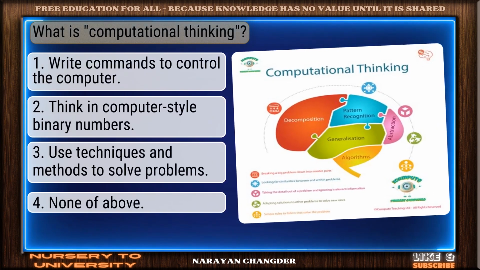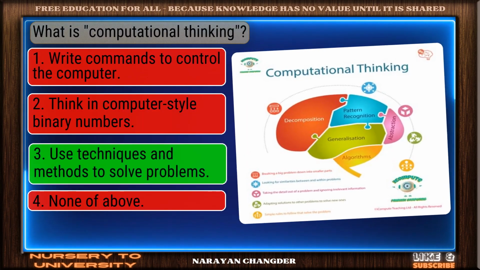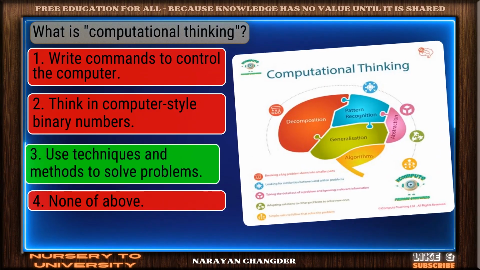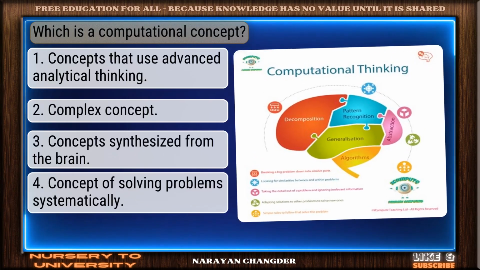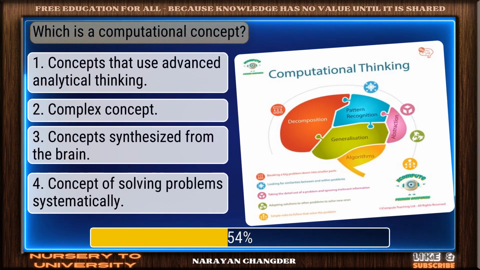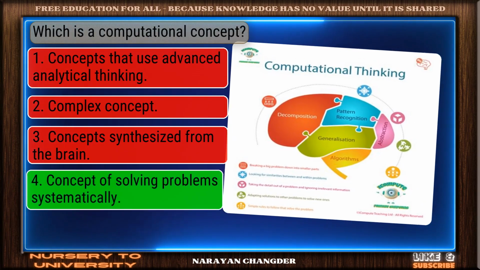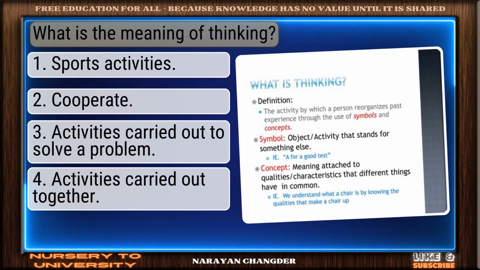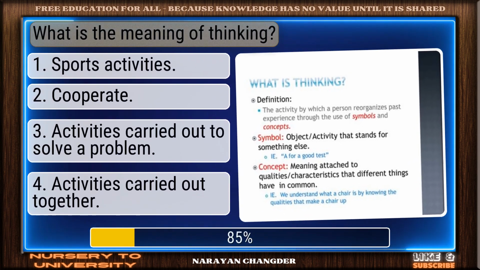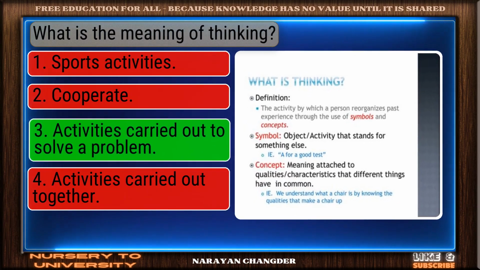Question number 73. What is computational thinking? You chose use techniques and methods to solve problems. And it is correct. Question number 74. Which is a computational concept? Well done. Concept of solving problems systematically is the right choice. Question number 75. What is the meaning of thinking? Good thinking. Activities carried out to solve a problem is the right answer.